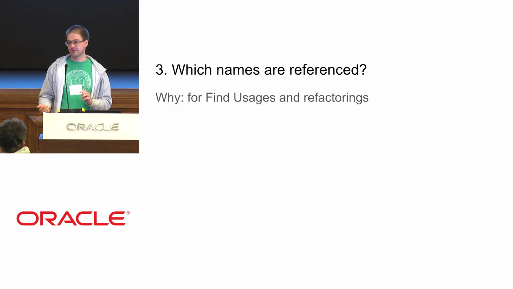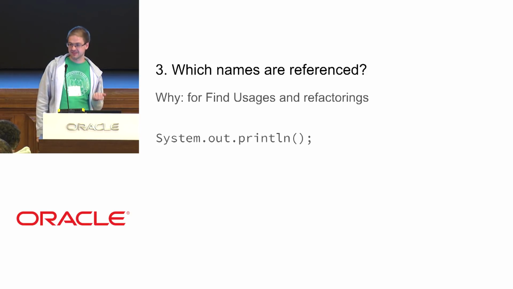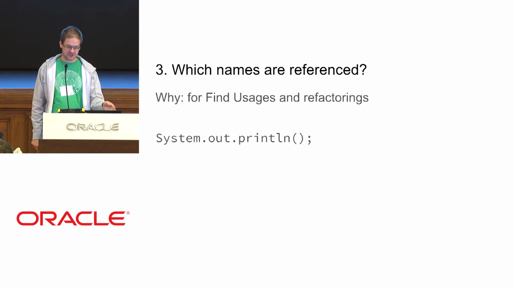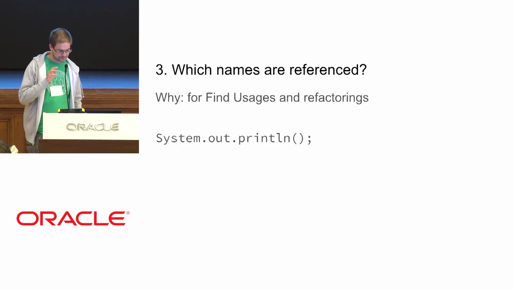And we need that for find usages, because if we have a code like this, it has 3 references: system, out, and println. When indexing, we don't know what these refer to. We know that println is a method, but system can be a package, for example. But when we search for usages of something named system, we quickly access all the files which have this word and try to actually resolve this reference and see if it points to the system we are looking for.